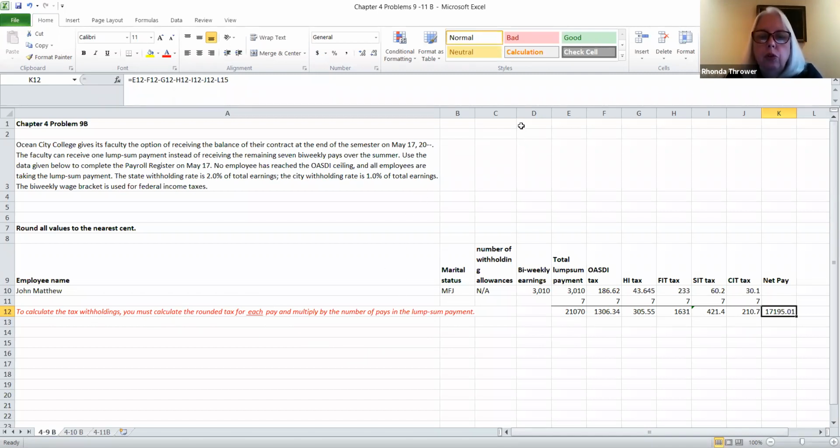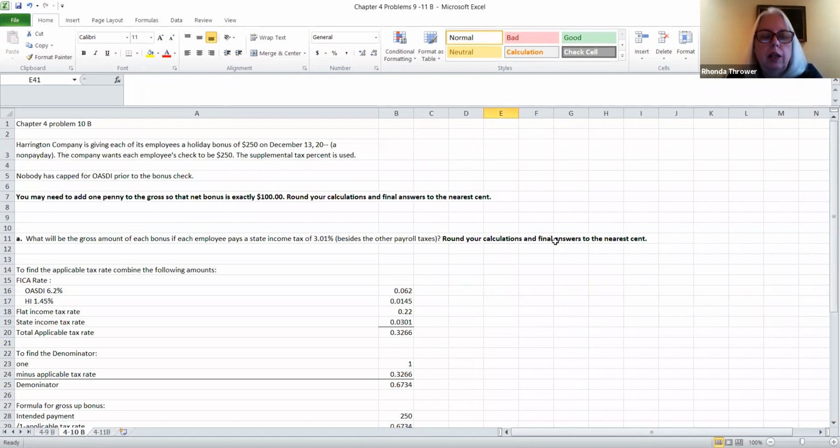So I'm going to go on to the next problem on my Excel spreadsheet. You can see down here on this tab, I've got one for 410. I'm going to click on that, and it'll bring up chapter 4, problem 10. And again, I copied this out of Cengage. These are your B problems.